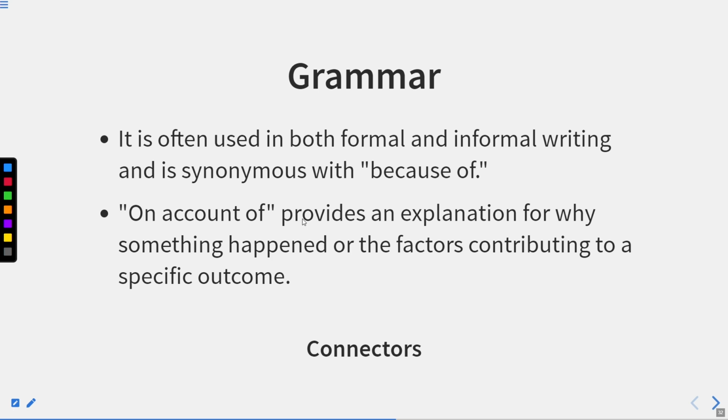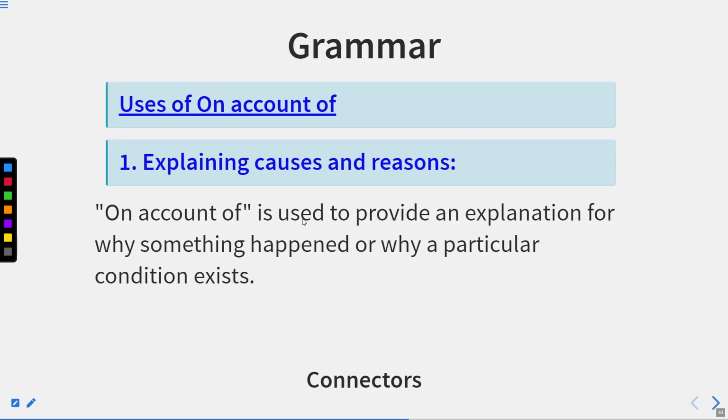So that particular hard work is the reason behind the effect, that is the result. So just to show that particular thing, we can use on account of. Now let us have some examples or the uses of it. First of all, explaining causes and reasons. So whenever we are going to explain the causes and reasons, we can use on account of in the sentence.